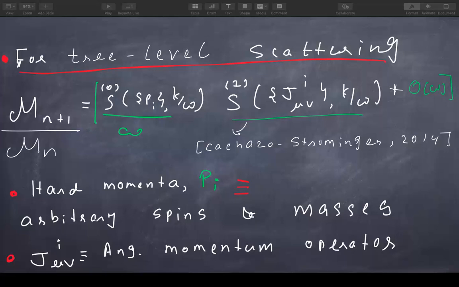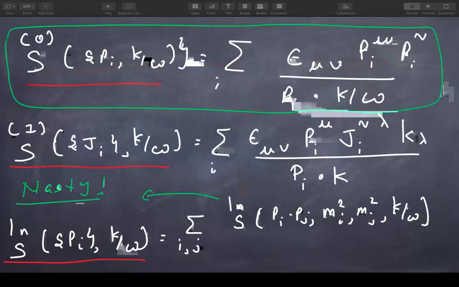If you go further in the frequency expansion, then there are order omega terms, but they start depending on the theory, so they are not as interesting as these 2 terms, which are really universal. So I just give a little bit more detail of these different soft factors. The expressions are not very important for us, but just to give you a flavor.